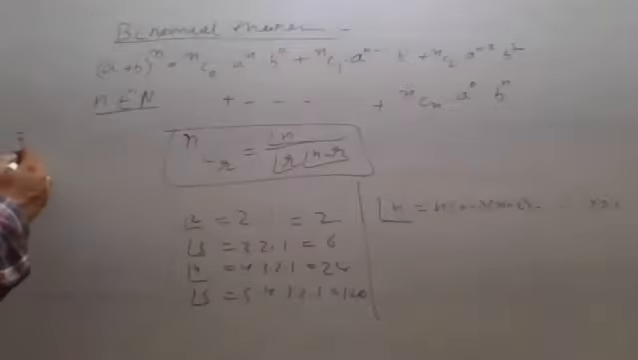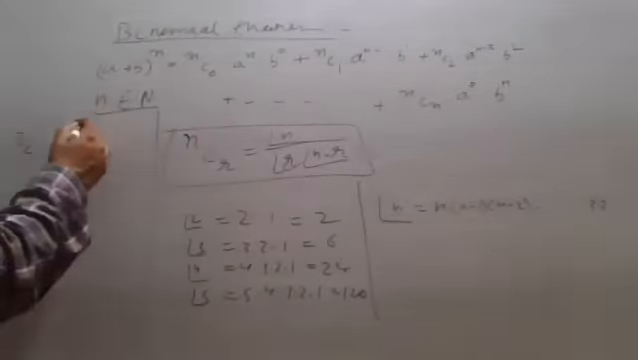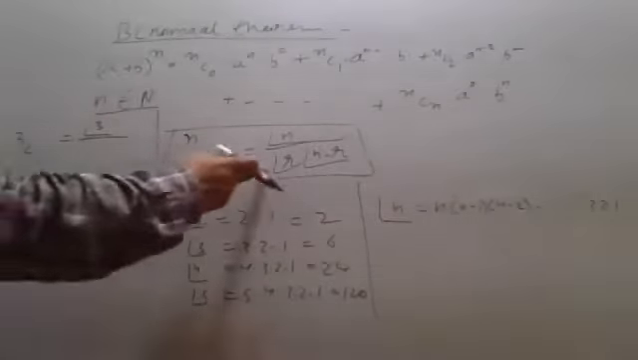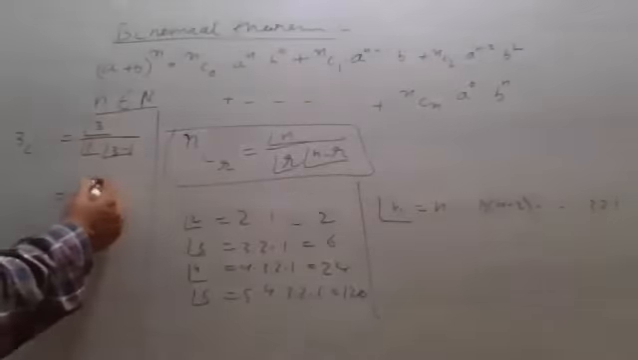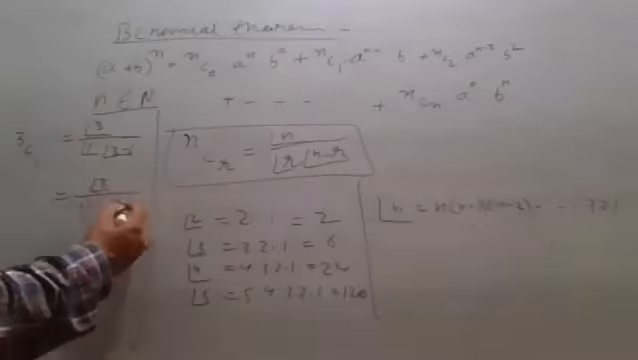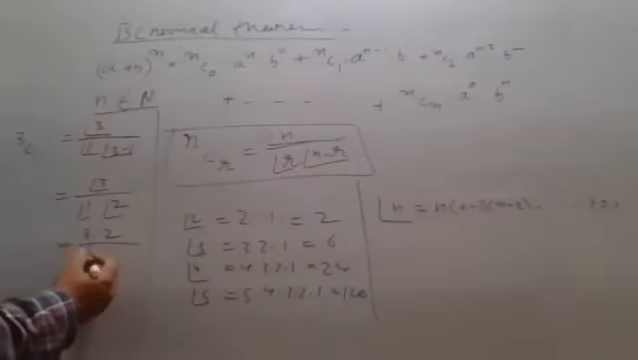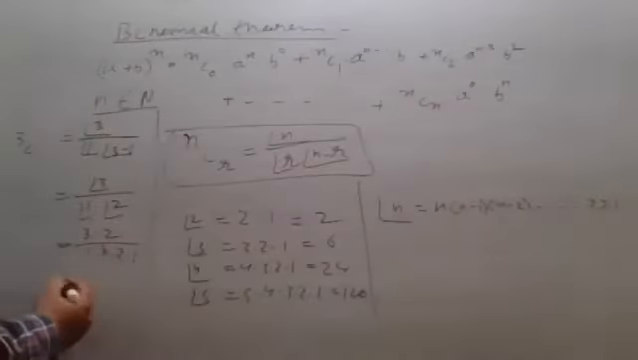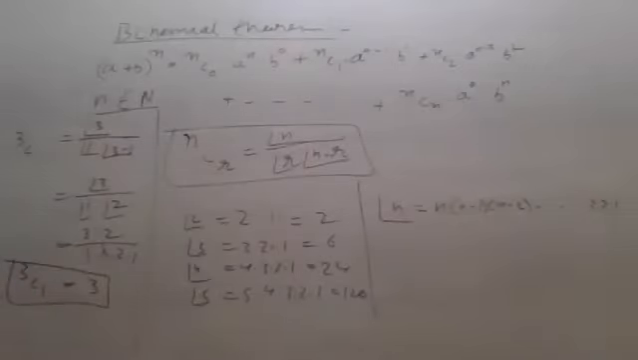If we have to find 3C1, use this formula of nCr: 3! upon 1! into (3-1)!, that is 3! over 1! into 2!. Now, if we expand this factorial, it is 3 into 2 upon 1! is 1 only and 2! is 2 into 1. The 2 cancels out, so it is 3. Is that clear to you? Understood?